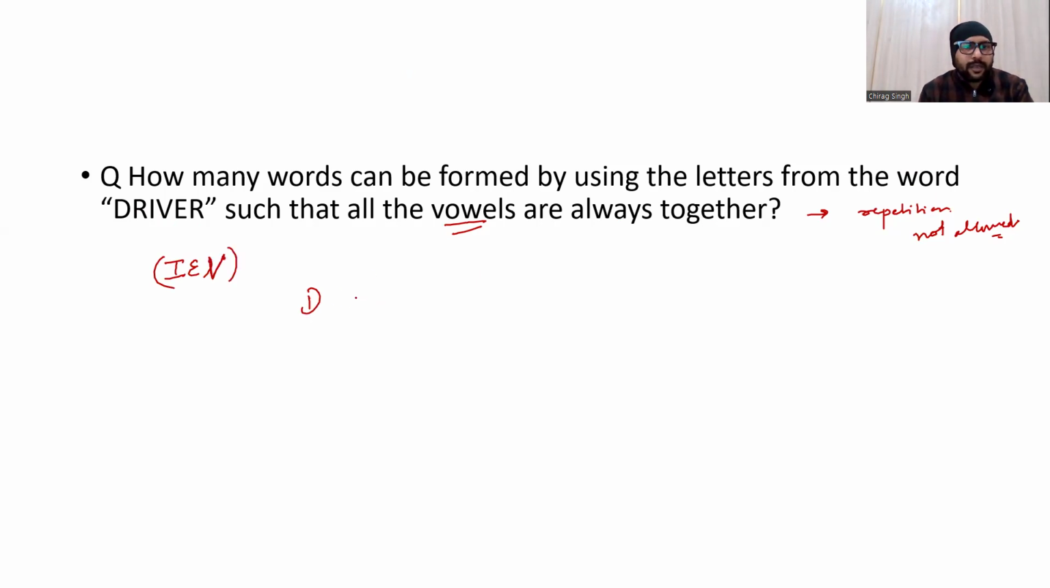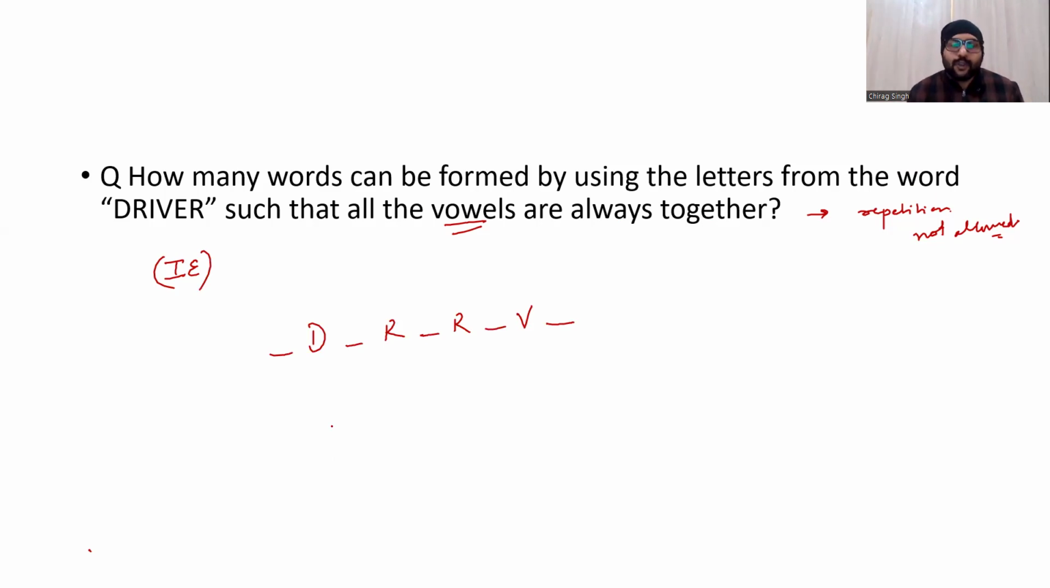D, R and R. 1, 2, 3, 4. V is not a vowel. A, I, O, U, E. Haan, V is not a vowel. Sorry, sorry, sorry. My bad. Haan haan arre samajh gaya baba samajh gaya. D, R, R and V. 1, 2, 3, 4 and 5.